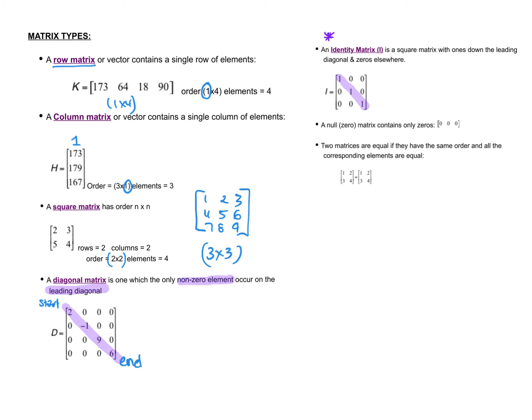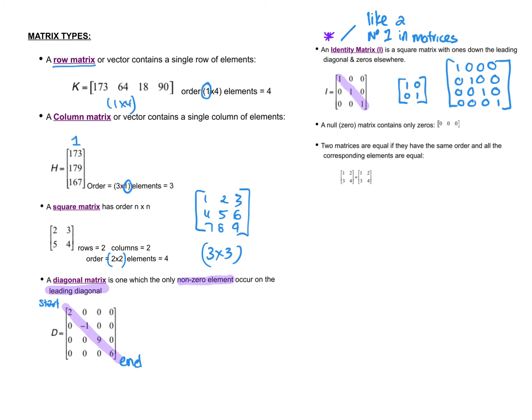So another type of identity matrix, as long as it's square and it has the ones down there, that's another identity matrix. Or if I had a 4 by 4, like that, and I have the ones along that leading diagonal, that's also an identity. So the identity is like a number 1 in matrices, okay? It can help you problem solve if you think of it as a number 1. All right, and a null matrix has zeros. That doesn't really come up too much.